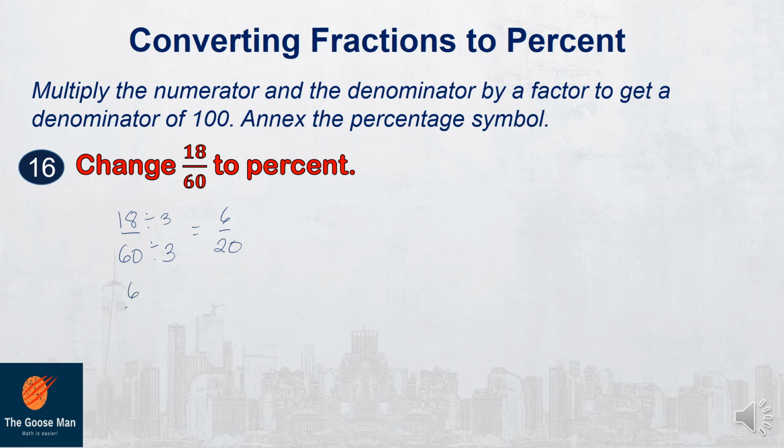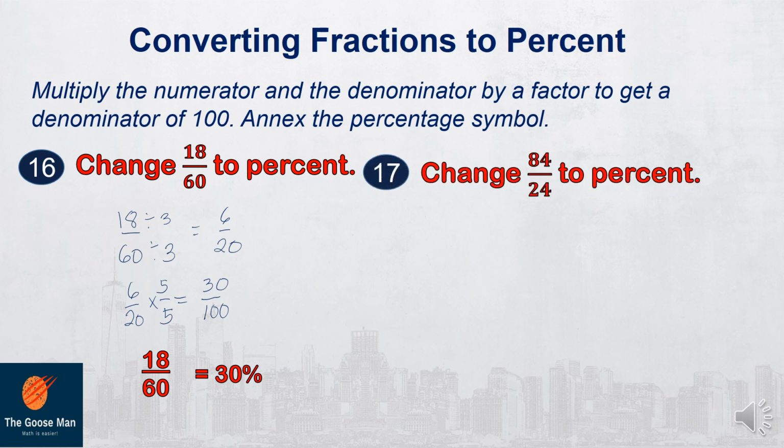So 6 over 20. What I'm going to do is think of a number that I'll multiply to 20 to make it 100. So that number is actually 5. So 20 times 5 is 100. I'll multiply the same number to the numerator. We need to say 6 times 5 is equal to 30. Take note that 30 over 100, meaning to say this is 30%. So take note that 18 over 60 is the same as 30%.